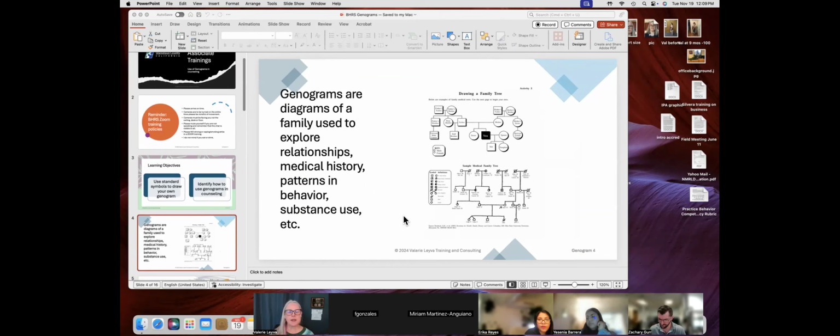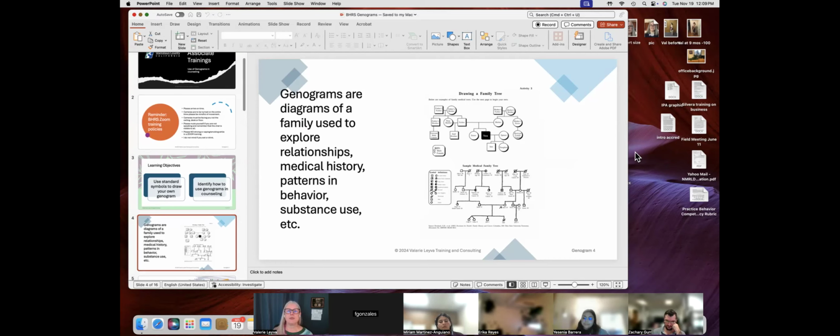Okay. So genograms are just diagrams of a family, and they're used to explore relationships, medical history, patterns of behavior, substance use, etc. So there are a lot of different reasons to use a genogram. And sometimes I would use a genogram just to keep track of families, because most families now are not two parents living at home with the kids at home, grandparents living next door.